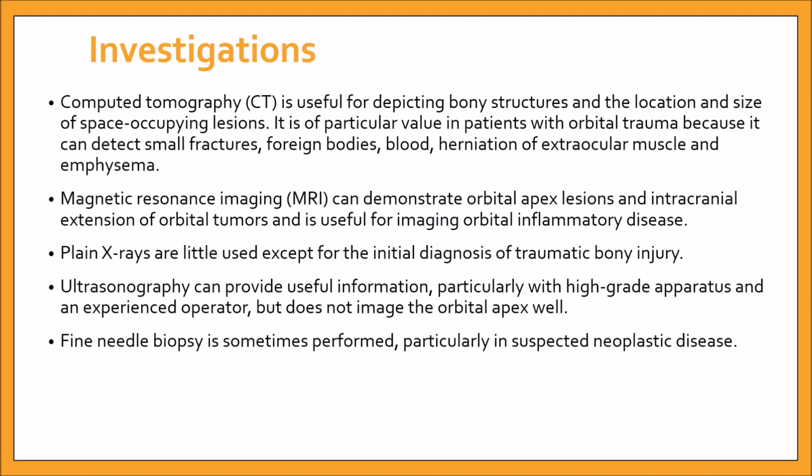Now, coming towards investigations in cases of orbital pathology, the first one is computed tomography or CT, which is useful for depicting bony structures and the location and size of space-occupying lesions. It is of particular value in patients with orbital trauma because it can detect small fractures, foreign bodies, herniation of extraocular muscles, and emphysema. It is, however, unable to distinguish different pathological soft tissue masses that are radiologically isodense. Confirmation of an orbital abscess in cellulitis is a relatively common indication.